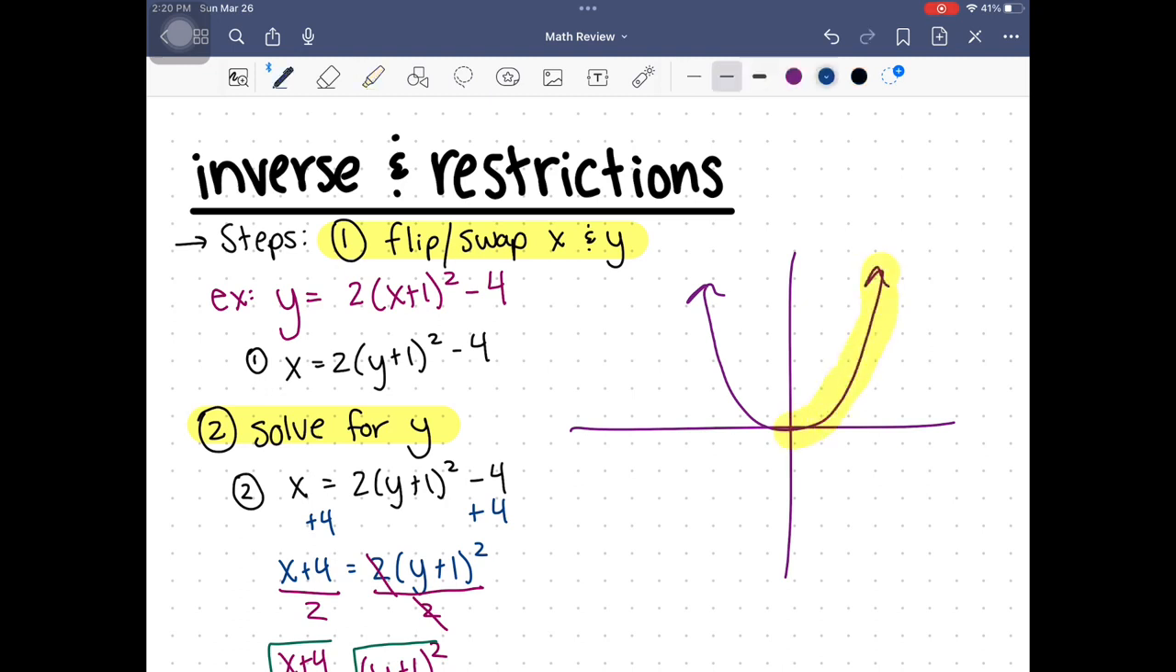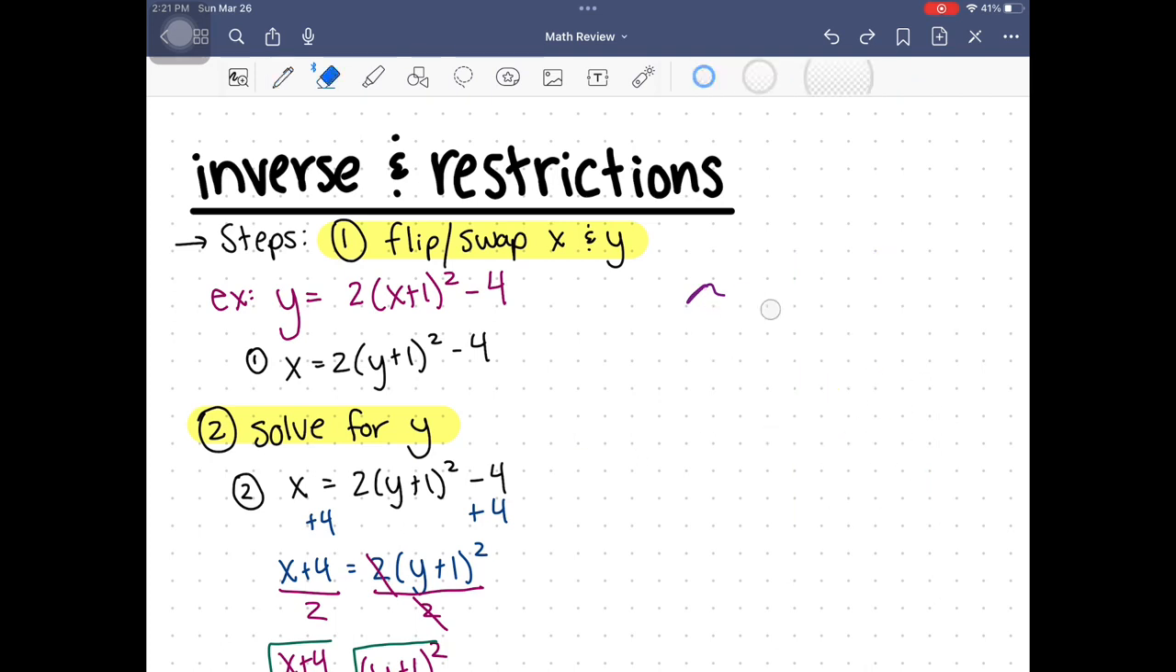So if it's saying all my x values need to be greater than or equal to 0, I'm restricting it to just this half of the graph. That's all that's saying, okay? Because then if we find the inverse of this, it's going to look like this. Now it is a function because it passes the vertical line test. That's all that's saying, okay? I'm going to go ahead and erase this so it doesn't confuse us for this next problem.